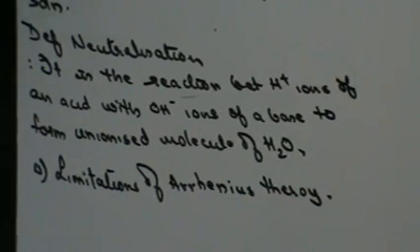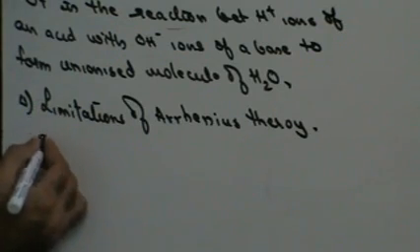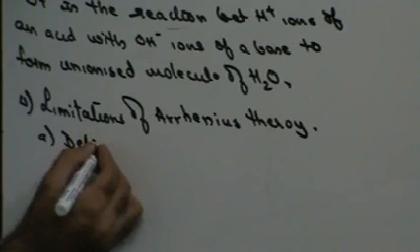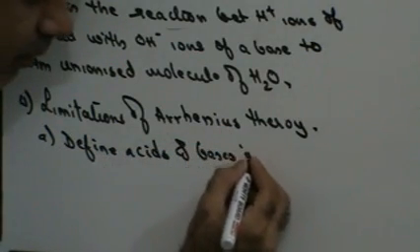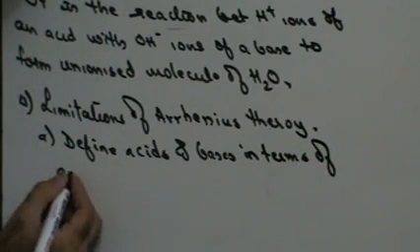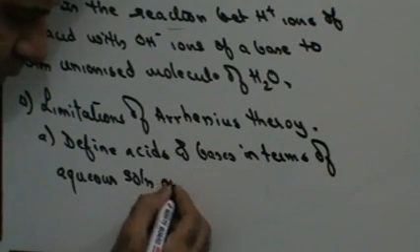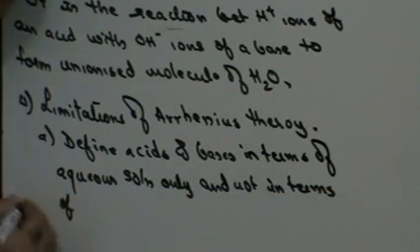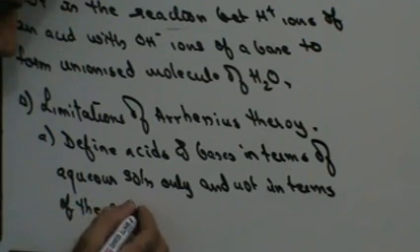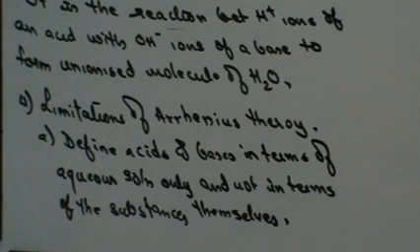What are the limitations of Arrhenius theory? If you see his definition, he defines acids and bases in terms of aqueous solution only, not in terms of the substances themselves. First limitation is the theory defines acids and bases in terms of aqueous solution only, and not in terms of the substances themselves. That's the first drawback.